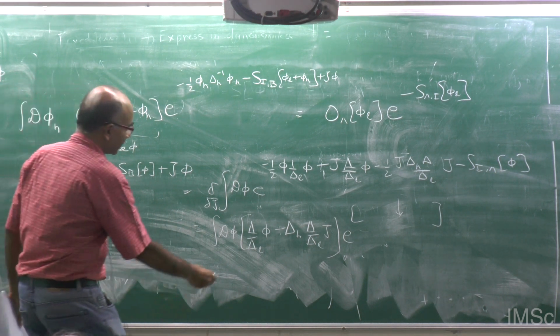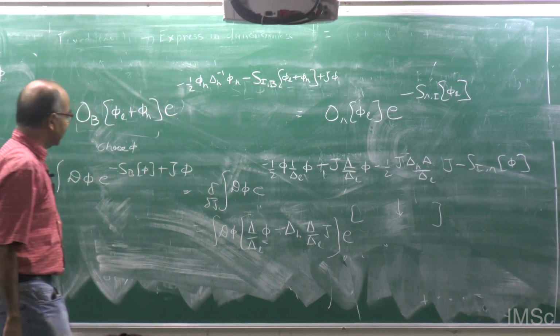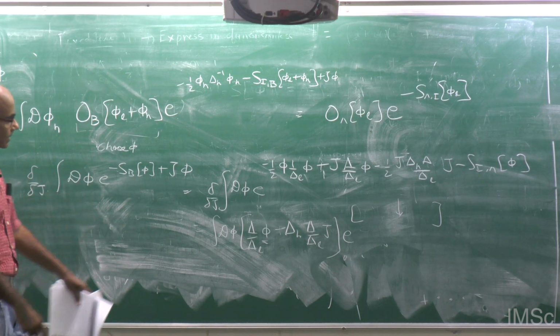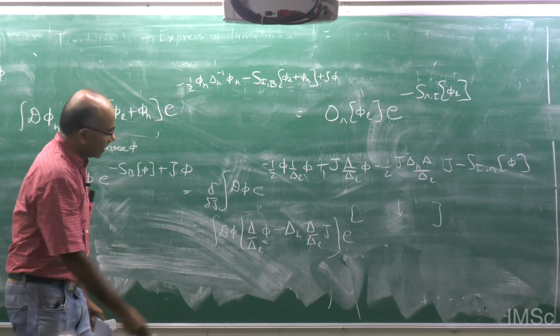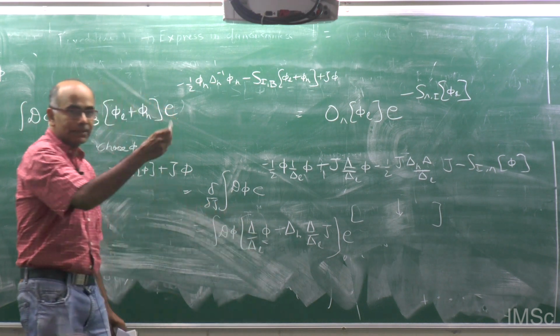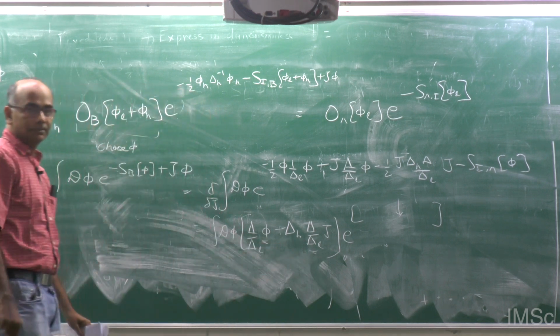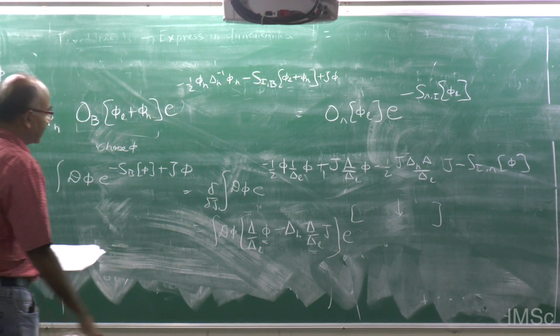So this term is the same phi that you had to begin with, δ by δJ brought down phi. In this, here also it's the same phi with some scaling. That scaling is the usual scaling. But you see there's an extra piece here. Okay? And here it's kind of trivial.